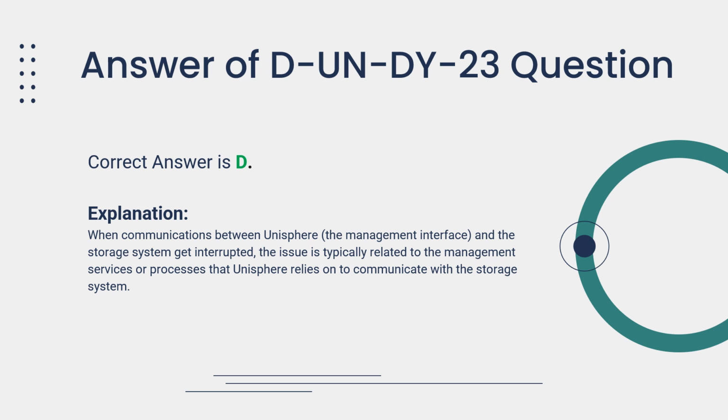Explanation. When communications between UnityVSA, the management interface, and the storage system get interrupted, the issue is typically related to the management services or processes that UnityVSA relies on to communicate with the storage system.